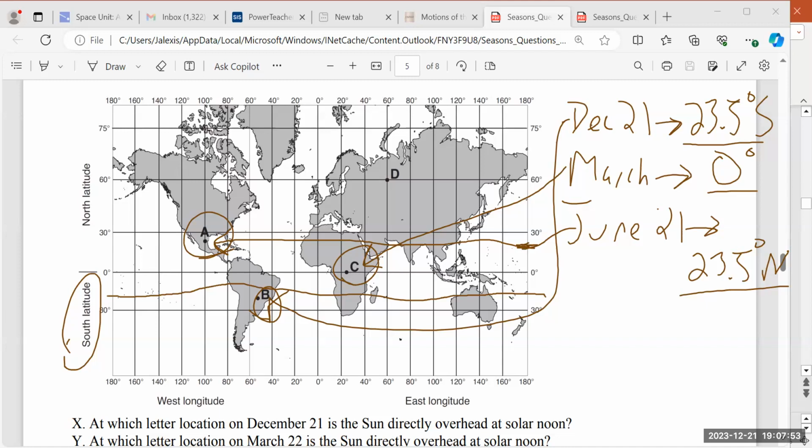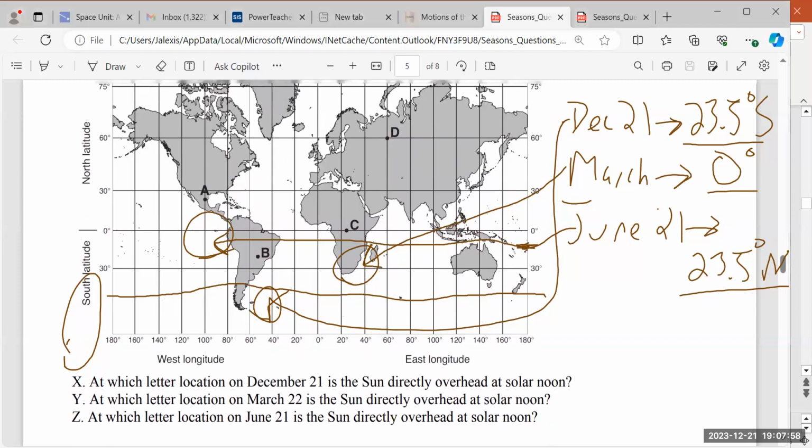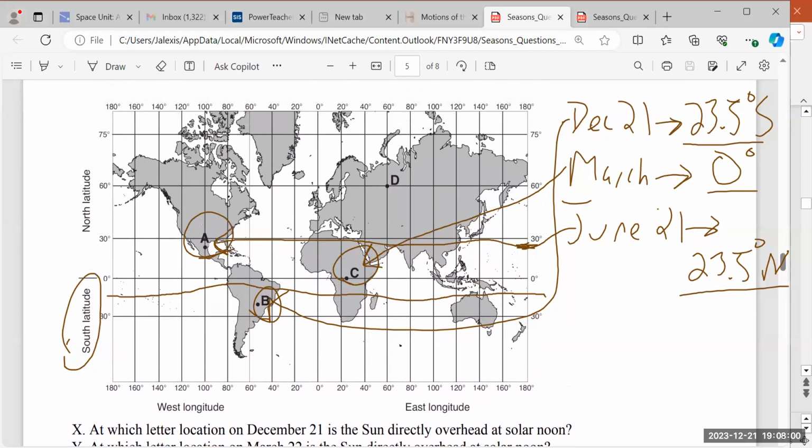All right, December 21st. So, sorry. So December 21st is going to be letter B. March 21st is going to be letter C. And June 21st is going to be at letter A. Those are your answers.